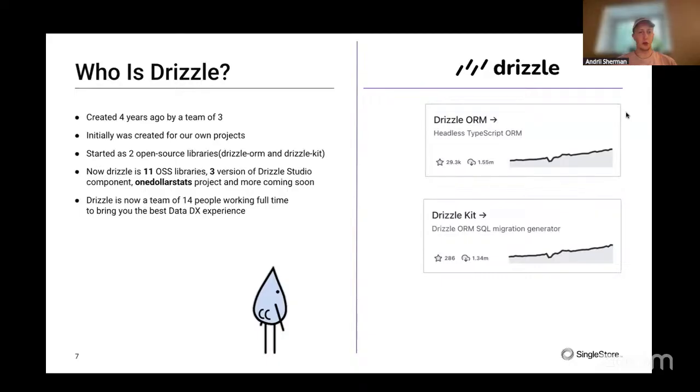Over time, we grew to 11 open source libraries already, all of which we use ourselves as well. A lot of them are used by other libraries that are used by other libraries. We build such helper tools for ourselves too. Then we have the Drizzle Studio package to show your tables, databases, and your data, and to work with the data in a UI. Now we are 14 people working full time to bring this data layer developer experience to everyone.